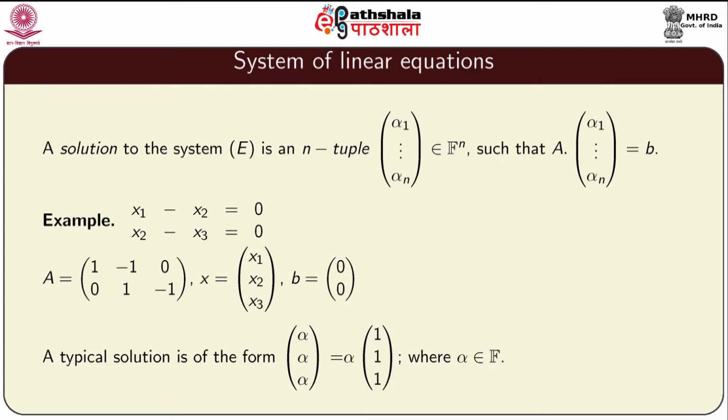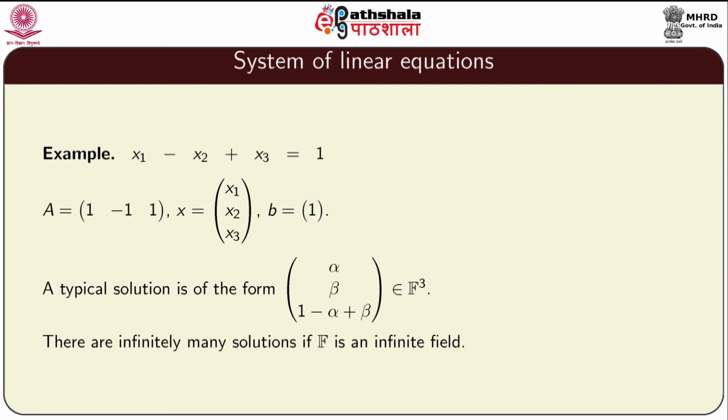So, all the 3 spots are filled in with one particular real number, or an element of the field F, and this alpha, alpha, alpha can be rewritten as alpha times 1, 1, 1. So, this is what we call a scalar multiple of the vector 1, 1, 1. We will come to a more precise definition later.